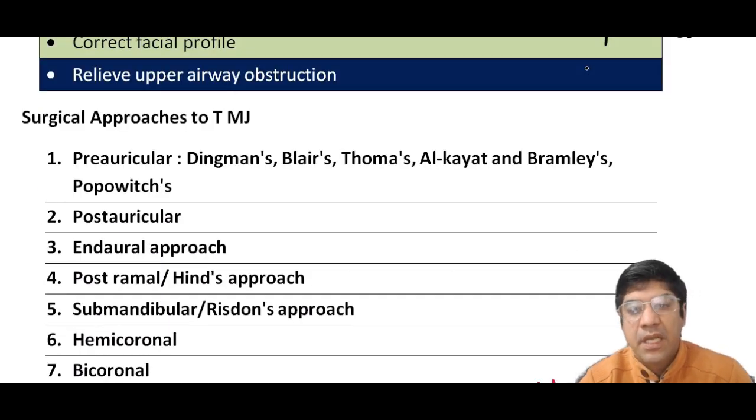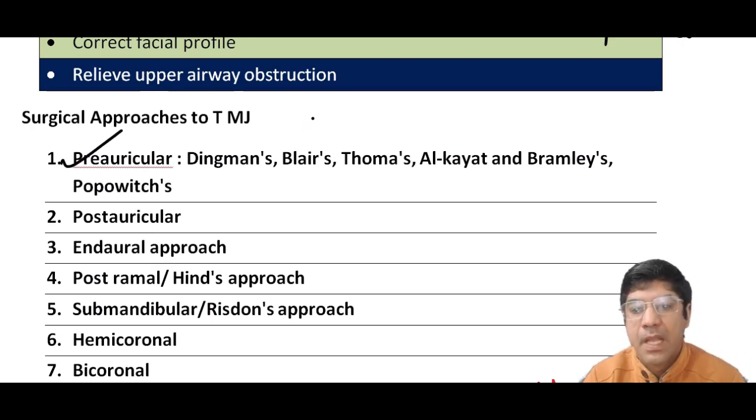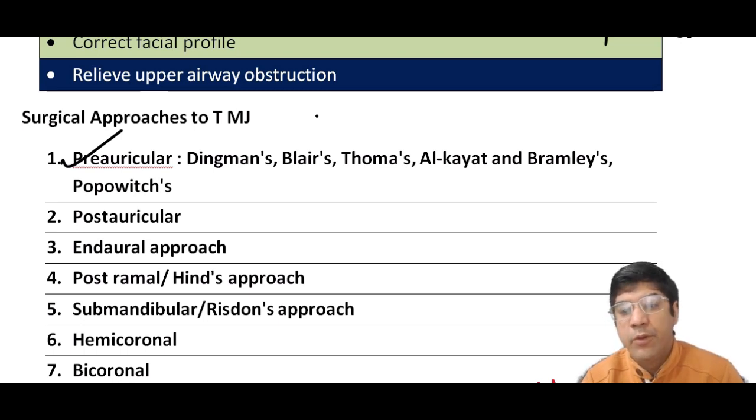What are the various surgical approaches that we can use to access the TMJ? The first is the preauricular approach. The preauricular approach is a surgical technique that is used to access the structures around the temporomandibular joint, the ear, and the adjacent facial structure. This approach provides adequate exposure for various procedures involving the TMJ, such as joint surgeries, resection of tumors, or management of facial fractures.